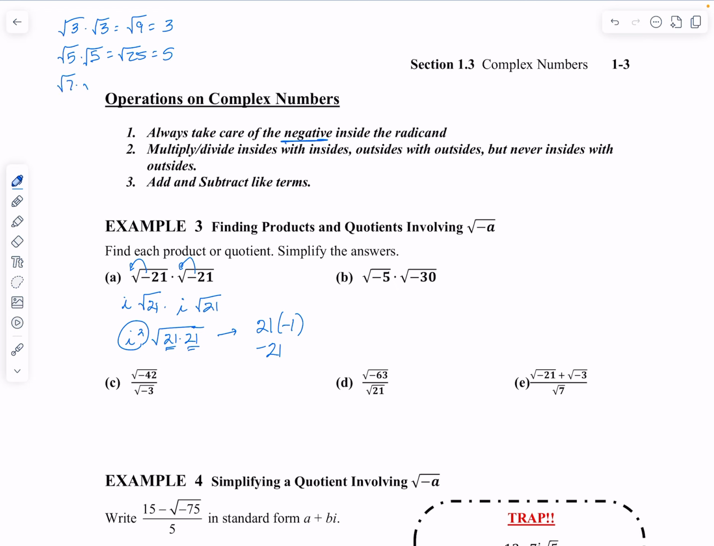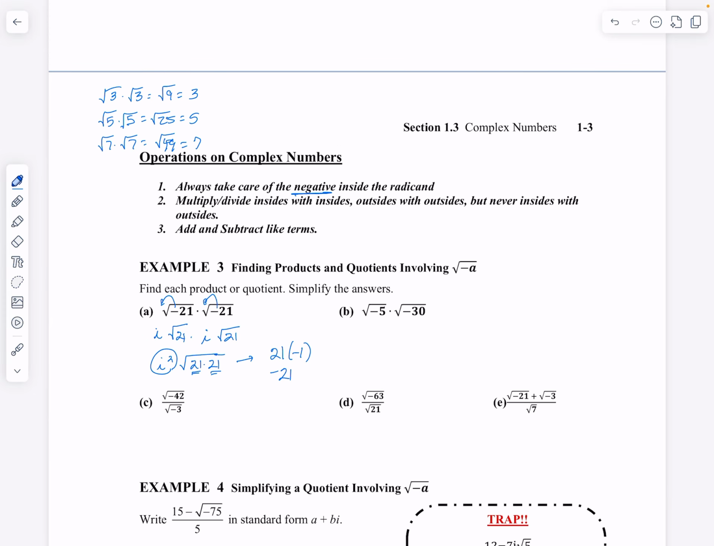Square root of 7 times square root of 7 is square root of 49, which is just 7. So are you starting to see that square root of 3 times square root of 3 is just 3? Square root of 5 is 5. Square root of 7 is 7. So it would make sense that the square root of negative 21 times the square root of negative 21 would be negative 21. But we did it the long way, right? This is the long way.